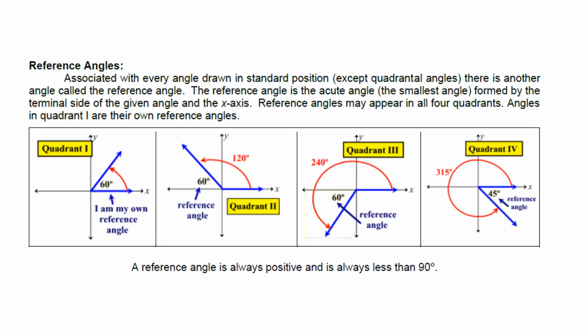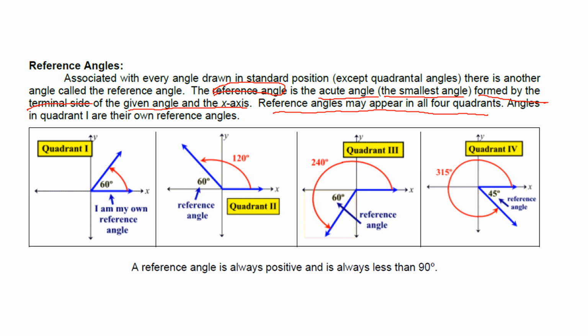All right, so we also have the reference angles. What is a reference angle? By definition, the reference angle is an acute angle. It is the smallest angle. Take note that reference angles are always the smallest angles. These are formed by the terminal side of the given angle and the x-axis. Reference angles may appear in all four quadrants. From quadrant 1 to quadrant 4, you can find reference angles.